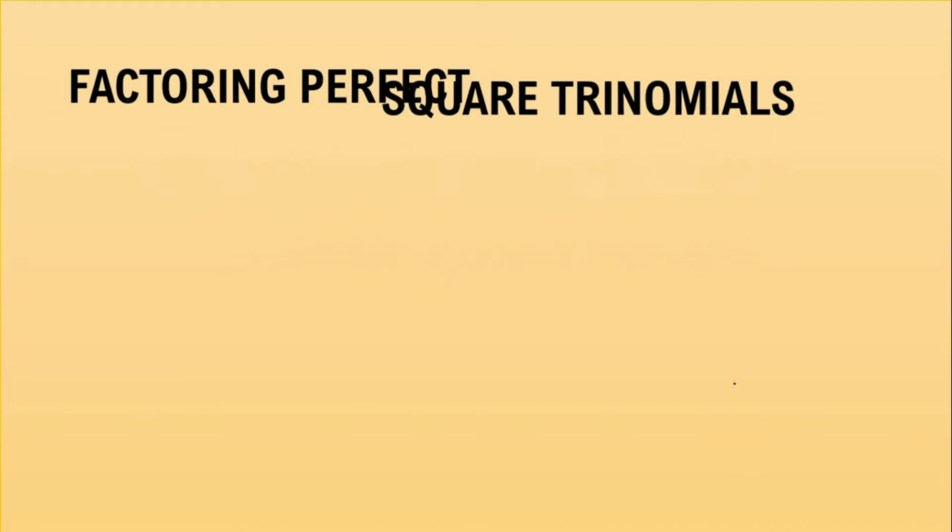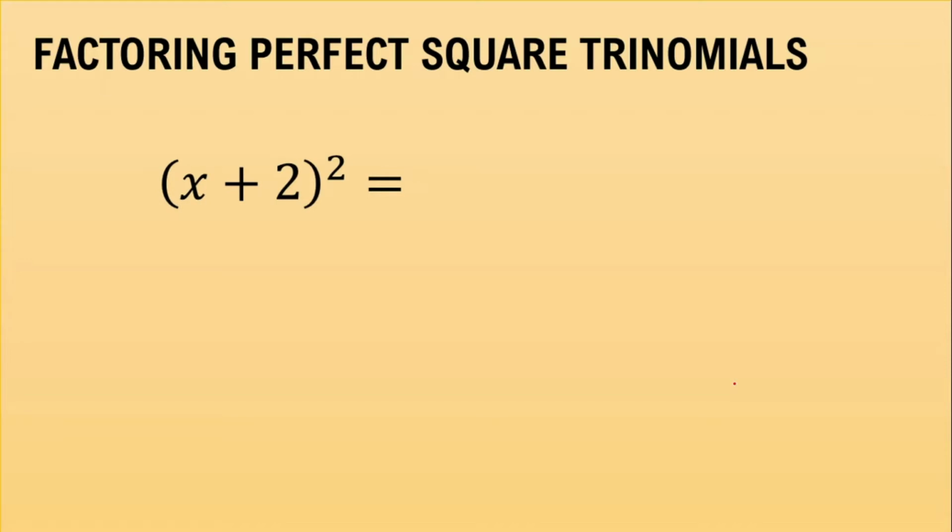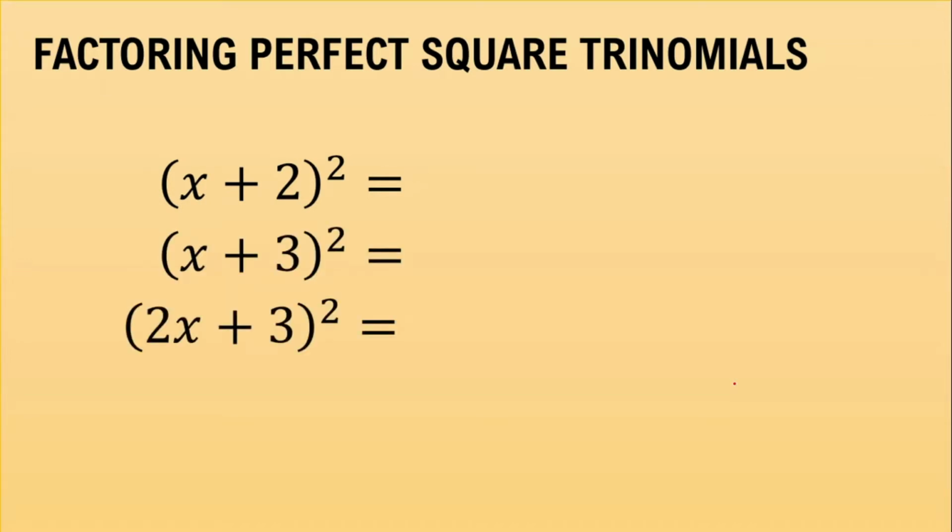Today we'll be talking about the factoring of perfect square trinomials. So what are perfect square trinomials? The square of a binomial is a trinomial. Such trinomials are called perfect square trinomials. We have here some examples: (x + 2) squared, (x + 3) squared, (2x + 3) squared, and (x + y) squared. These are all binomials being raised to the power of 2.